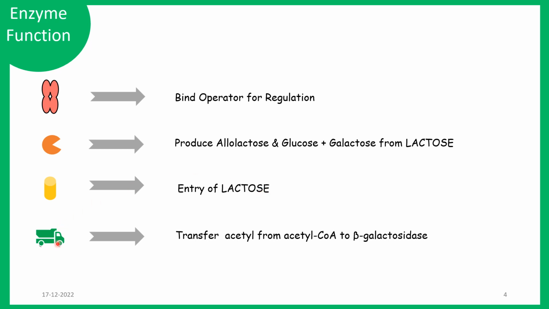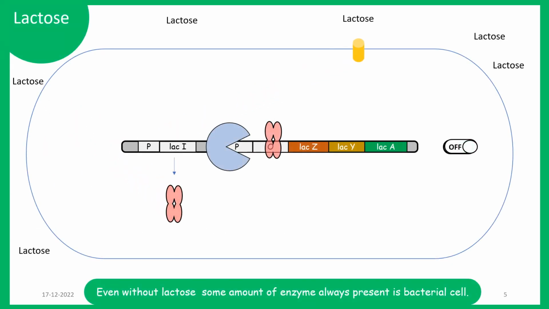Then we discuss the transacetylase enzyme. Transacetylase enzyme mainly helps in the transfer of an acetyl group from acetyl CoA to beta galactosidase enzyme. Okay. So now we discuss the regulation of Lac Operon in different conditions.